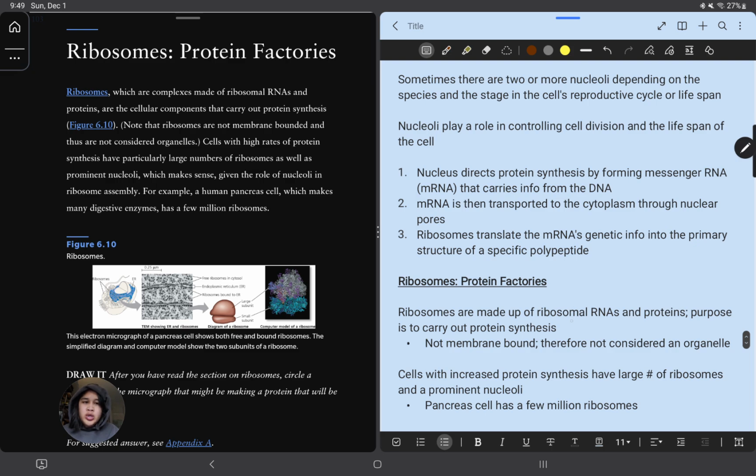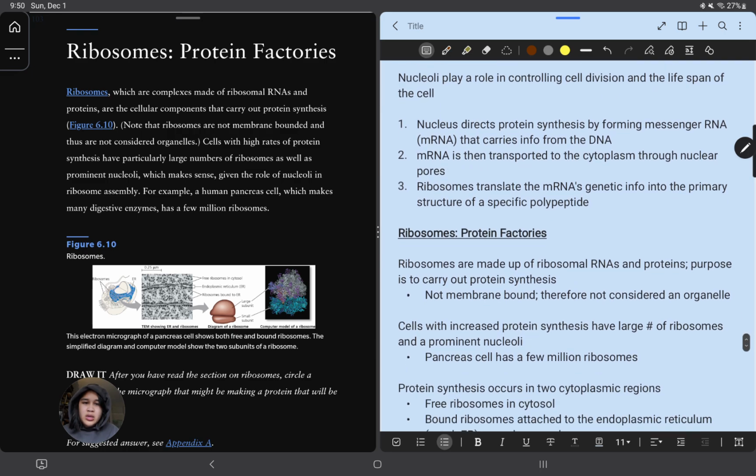Sometimes there are 2 or more nucleoli, depending on the species and the stage of the cell's reproductive cycle or lifespan. Nucleoli play a role in controlling cell division and the lifespan of the cell.